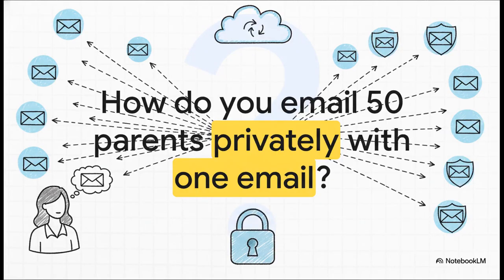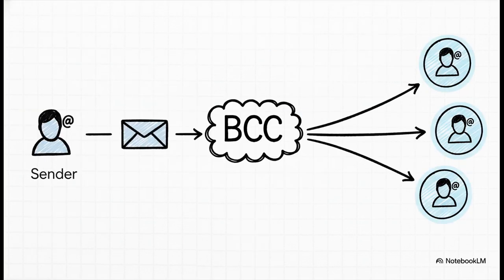Okay, let's put this into practice. Imagine you're a teacher and you have some sensitive information. Exam results. You need to send an update to 50 different parents. But, and this is critical, they absolutely cannot see each other's email addresses. Putting them all in To or CC would be a huge privacy disaster. So, what's the move? And the answer is BCC.